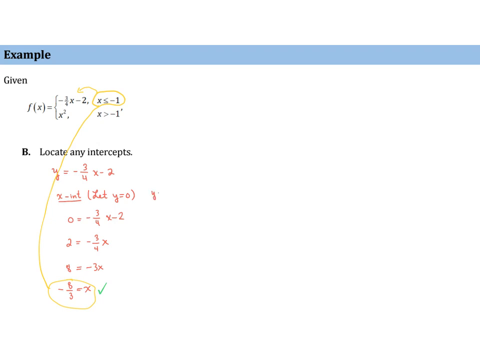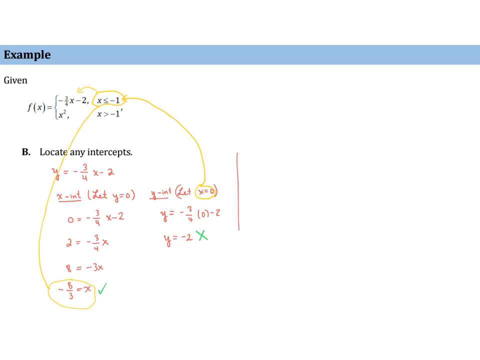Now what about any y-intercepts? A y-intercept would be if we let x equal 0. So y would equal negative 3/4 times 0 minus 2, but that would mean y would equal negative 2. Now, notice again, x equals 0. We can go back to that condition. Is 0 less than or equal to negative 1? No. So therefore, this is not the y-intercept associated with our function.